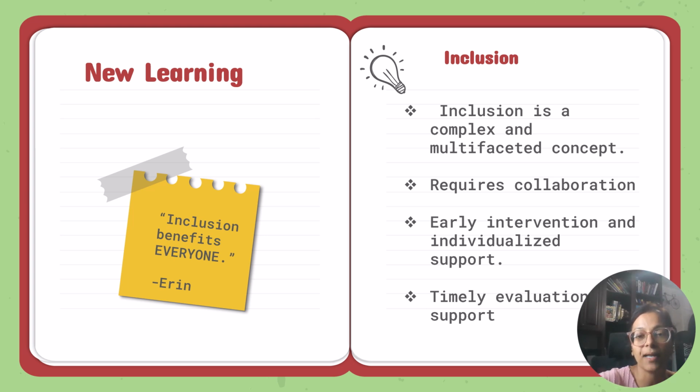The 504 plan provides him accommodations, but it doesn't provide him any individualized instruction. So she talked about how her son didn't get an IEP till he was in second grade, which delayed him receiving a lot of support that he needed up until that point.